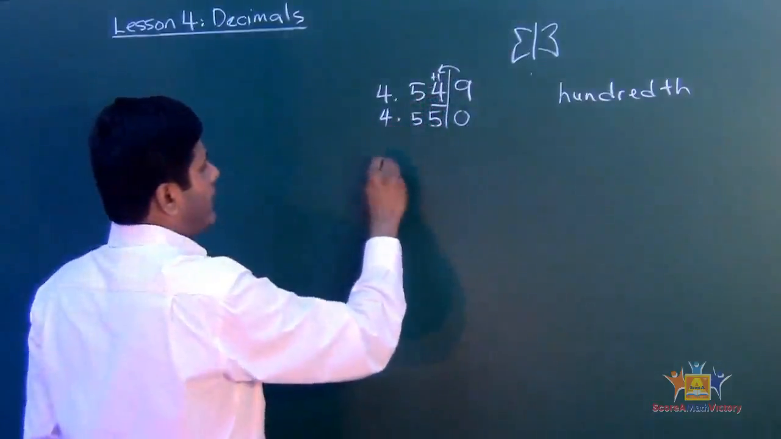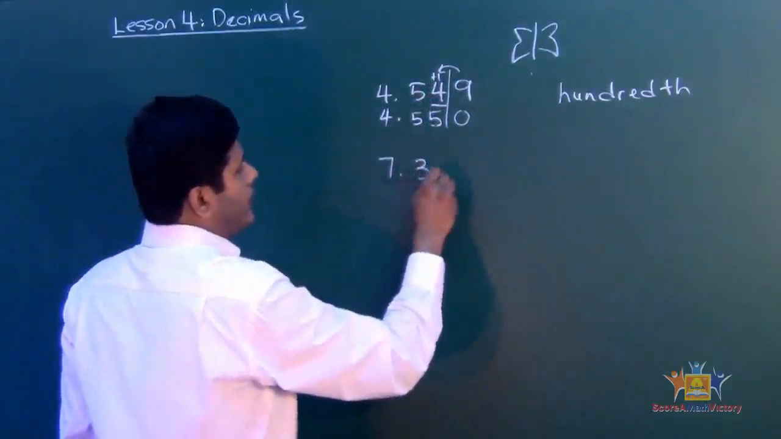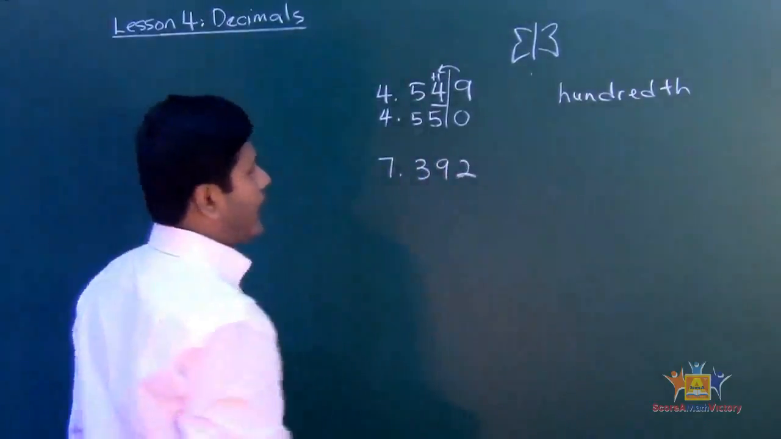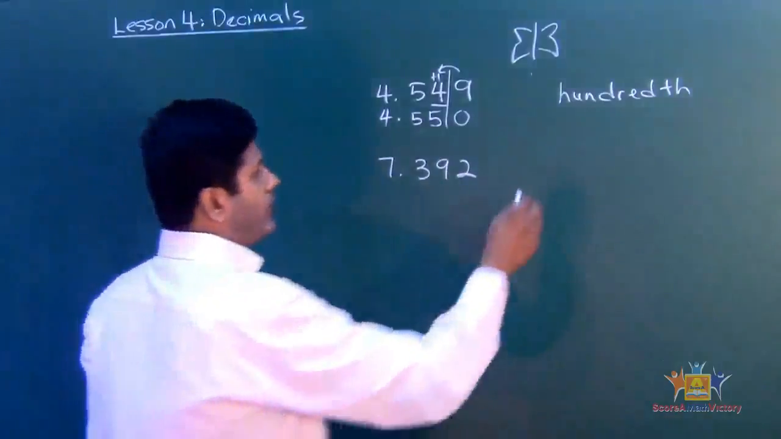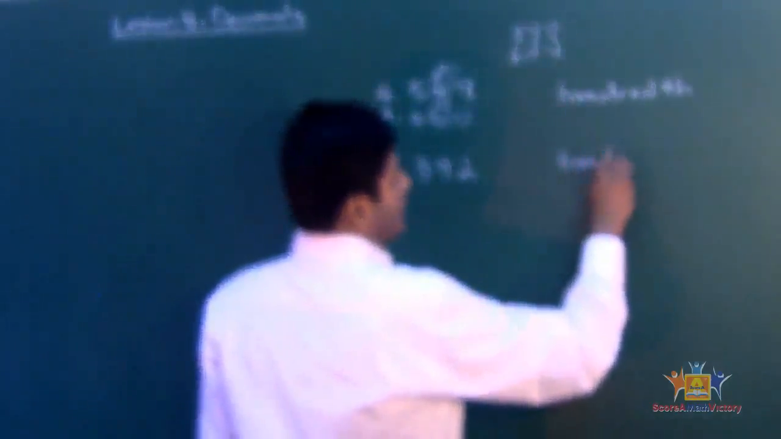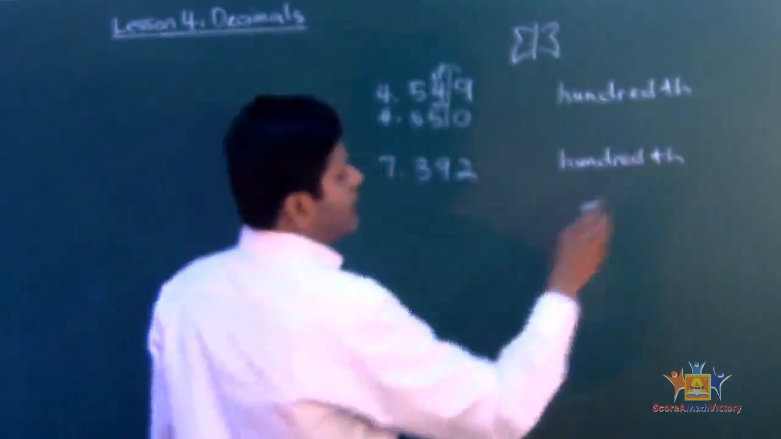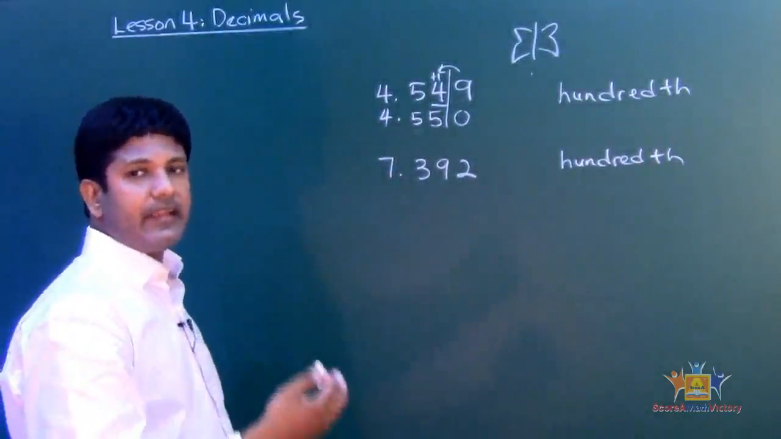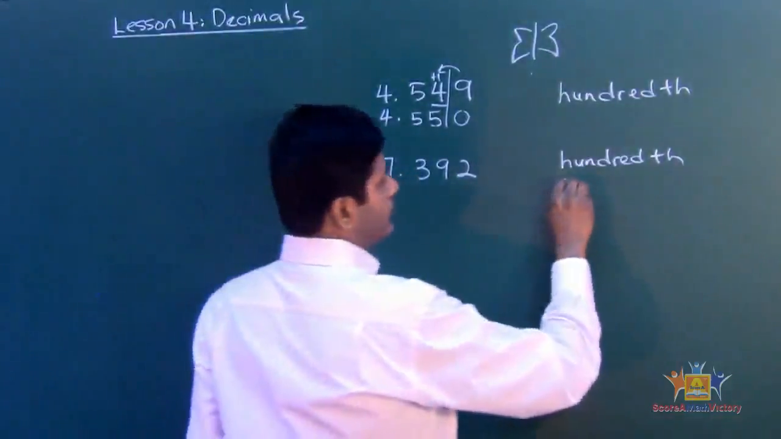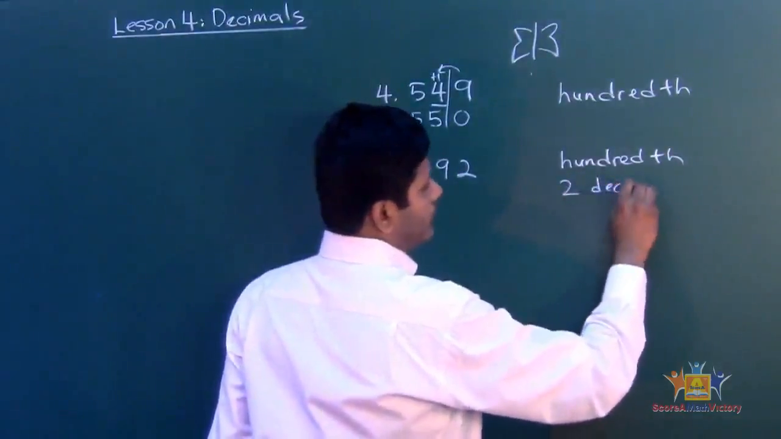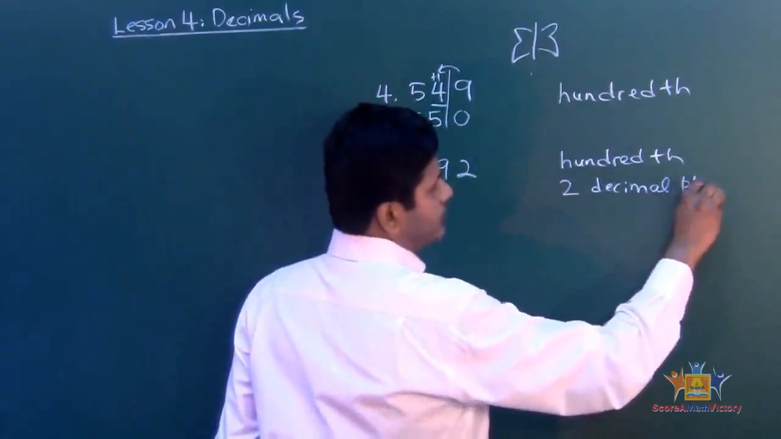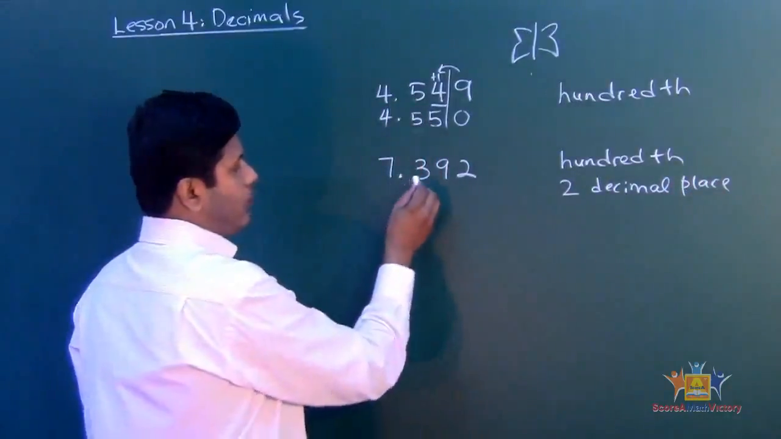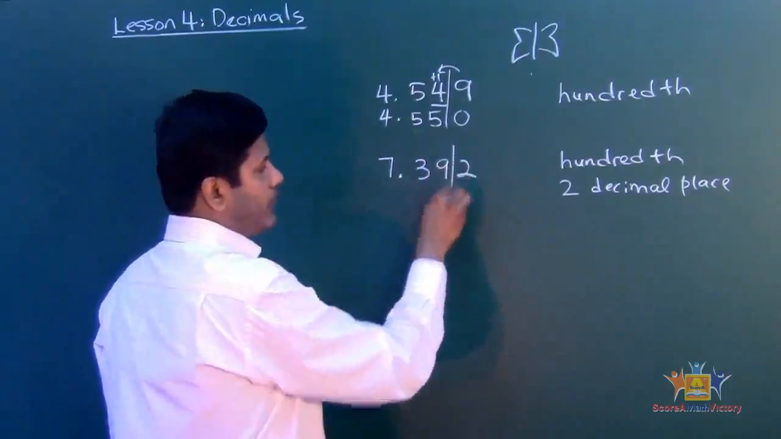Let's see another example. I say 7.392, and I ask you again to round to the 100th. The 100th can also be replaced with second decimal place. The second decimal place is which? 1, 2. See, this is the decimal right there. 1, 2. And then you put a line.